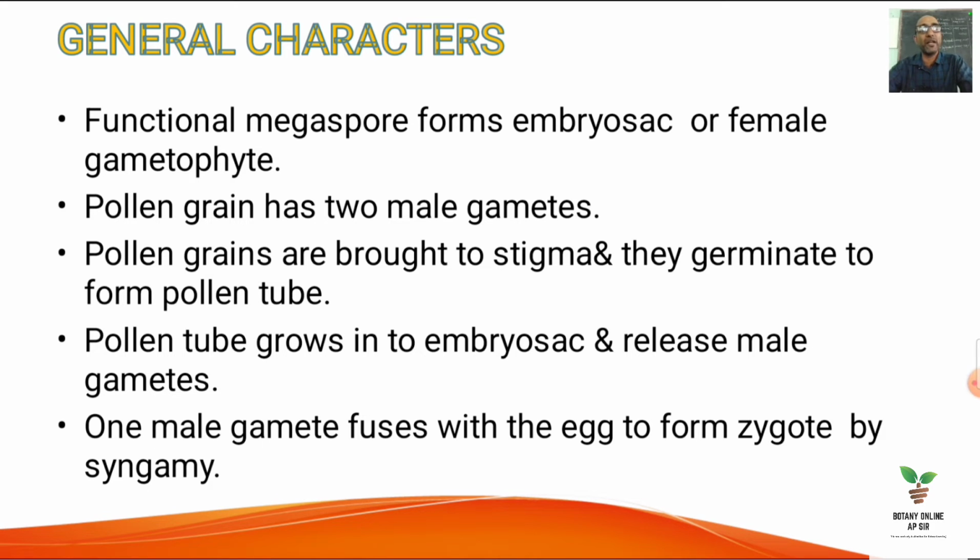I have explained it in detail in the sexual reproduction of angiosperms. You can search for it in my videos, from the playlist. Now one of the male gametes has fused with the egg to form a zygote. There is another male gamete which has been released by the pollen tube into the embryo sac. What will happen to that male gamete?